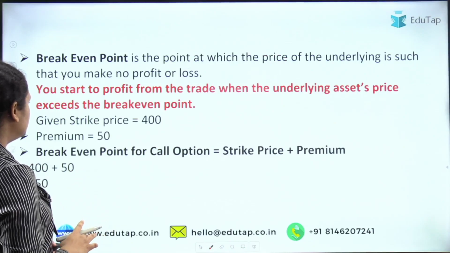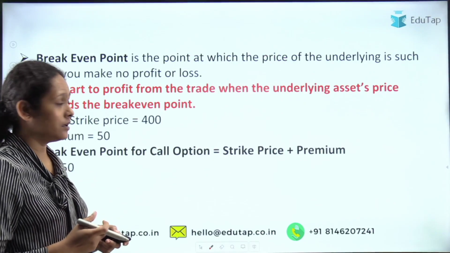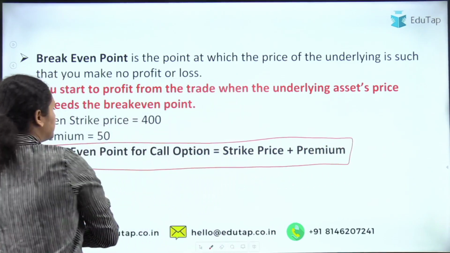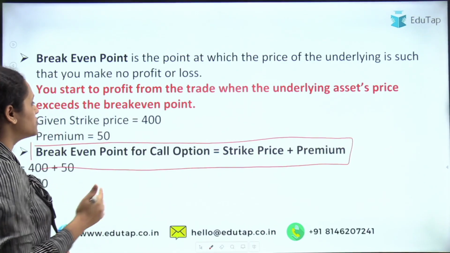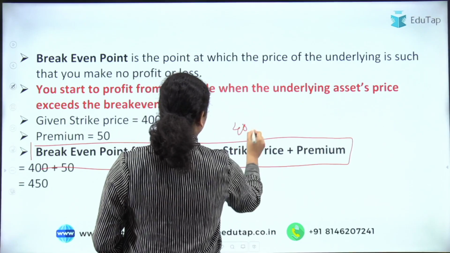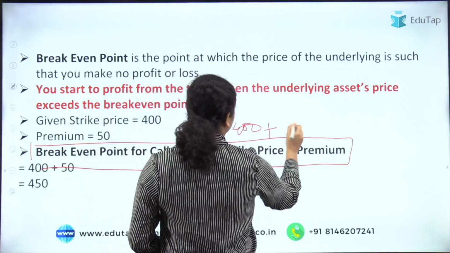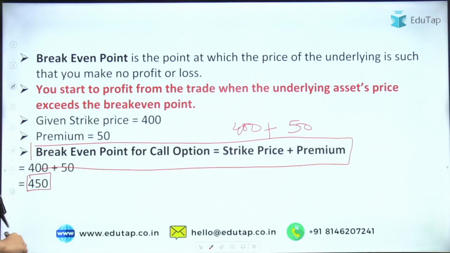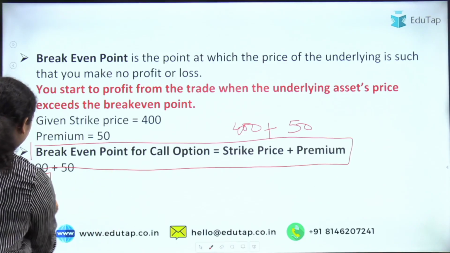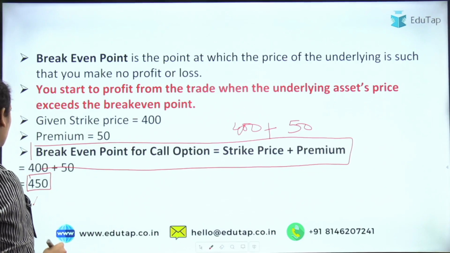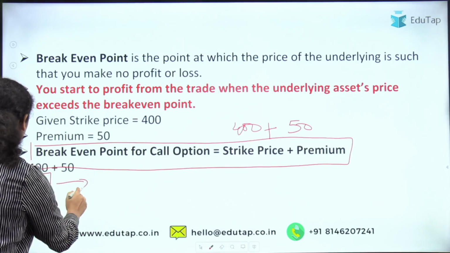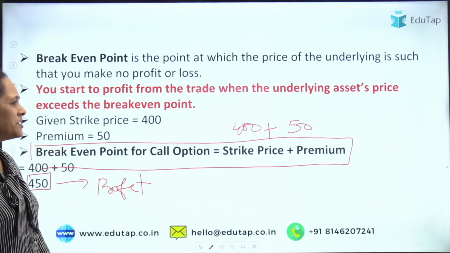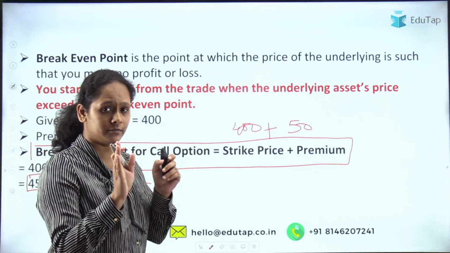See, it is very simple. In a call option, the break even point is simply calculated by adding the premium paid and the strike price. So in this case, what was the strike price? The strike price was 400 and what premium did the person pay? It is 50. So above rupees 450, the person would start making profit. Till 450, this person is making no loss, no profit. And above this point, the person is going to make profit. Do you understand break even point? The point where the person does not make any profit or loss.